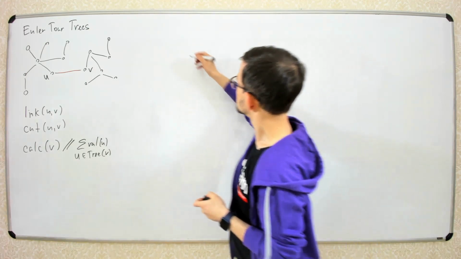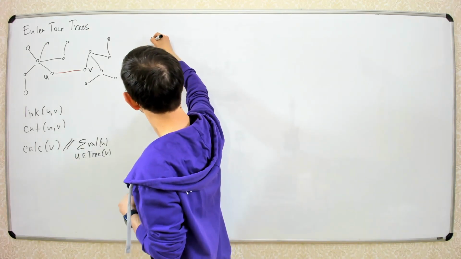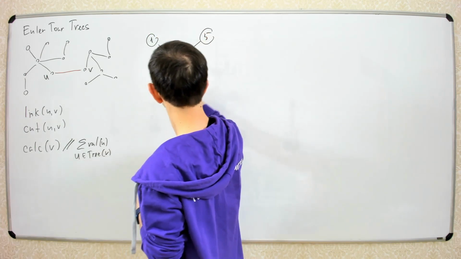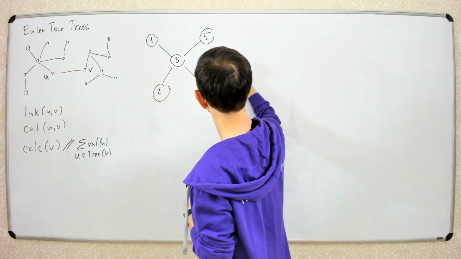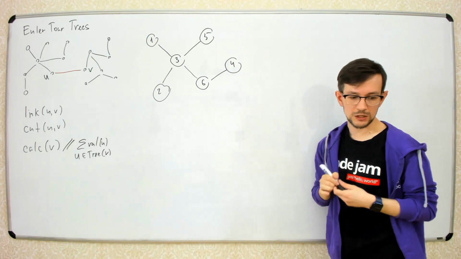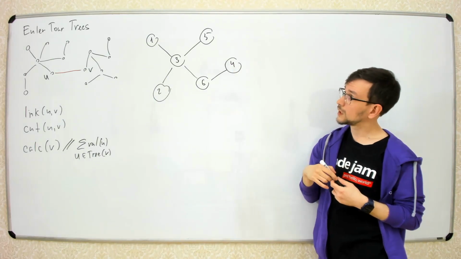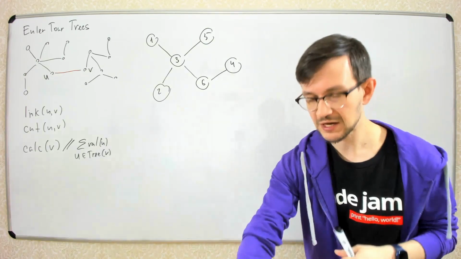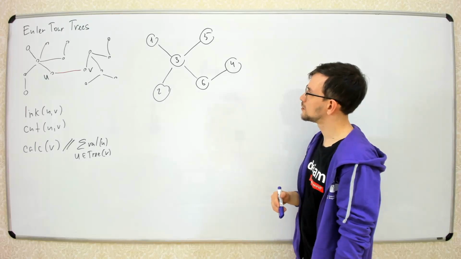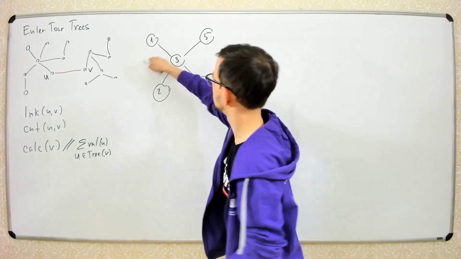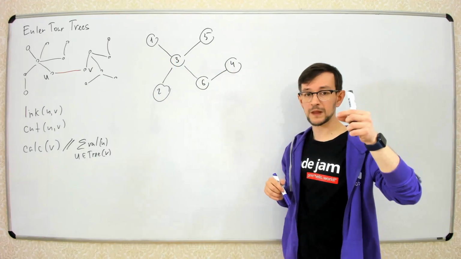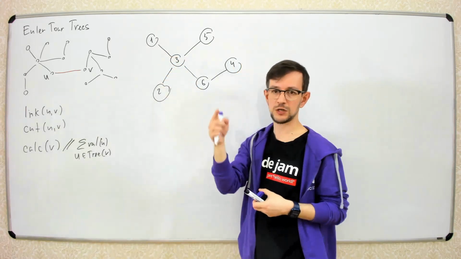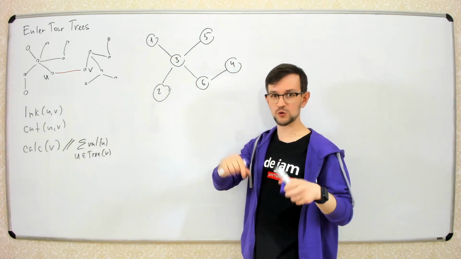Let me draw it. You have some tree, let's say 1, 3, 5, 2, 6, something like this. What I want to do is find an Euler Tour of this tree. So I start from some node of this tree, any node. Let's take node 1, for example. You start from some node and then iterate over all edges of the tree. If you double each edge, you will have an Euler graph, so you can build the Euler Tour.